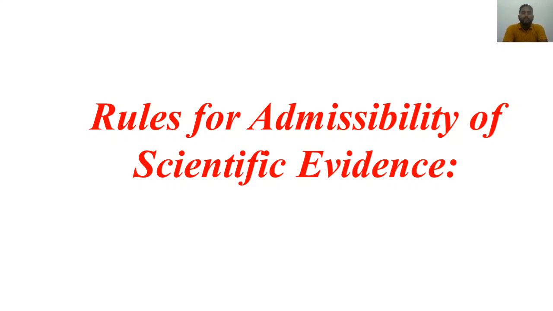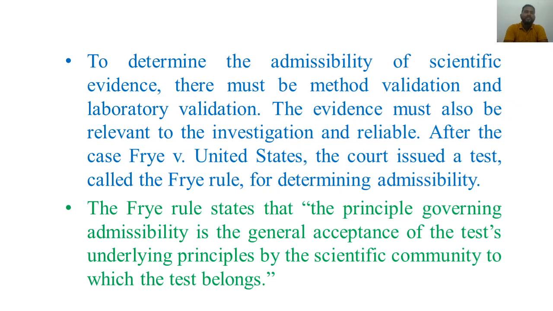Now next is rules for admissibility of scientific evidences. There are different rules given by different agencies that we'll learn in detail. So here, in order to determine the admissibility of scientific evidence, there must be method validation and laboratory validation. That means whatever method you are going to use and whatever instruments you are going to use for the examination, that should be well validated. Also, the evidence must be relevant to the investigation and it should be reliable.